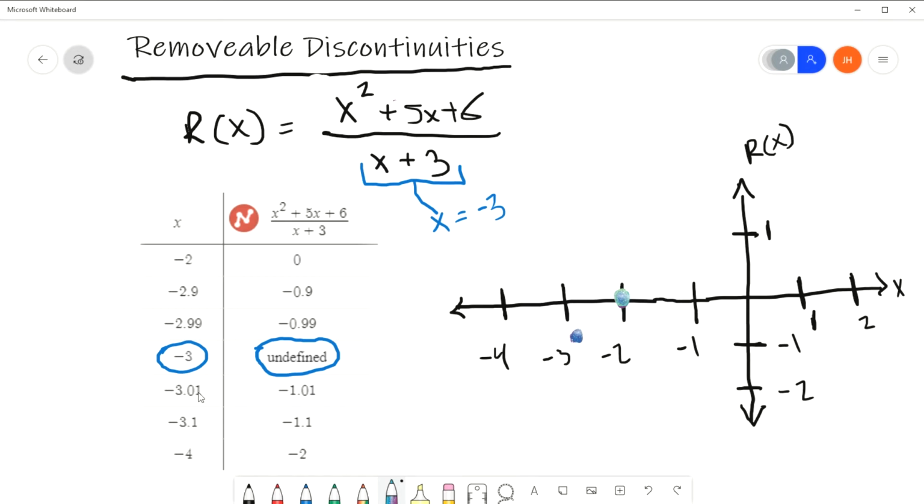At -3.01, it has a y value of -1.01. So that's extremely close to -3, but not quite. It's extremely close to -1, but not quite. So there's a coordinate right about here, right? Negative 3.1, it's negative 1.1, pretty much same as that. And at negative 4, its y value is negative 2.